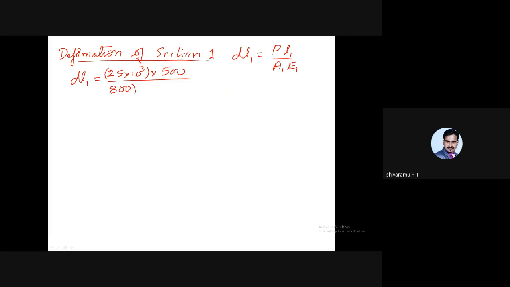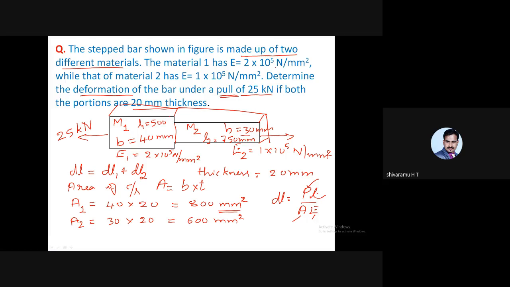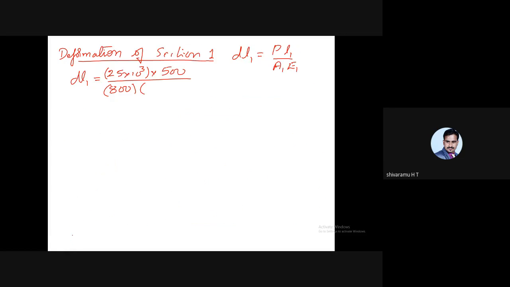So the area of cross section is 800, and Young's modulus is given. Young's modulus for material 1 is 2 into 10 power 5 Newton per square millimeter. So the deformation of section 1, after simplification, you will get 0.0781 millimeter. And similarly, we need to calculate the deformation of portion or section 2.